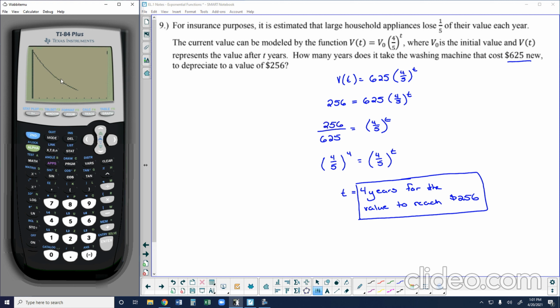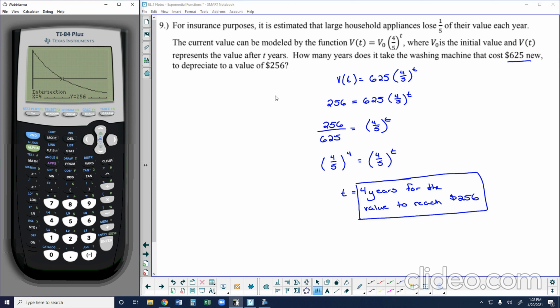So here we have the value of the washing machine with its depreciation shown. And there we have the line y equals 256. I'm going to give my y minimum down to 0 just so I can see all the way to the y-axis. So if you do this graphically, you would sketch in the curve that represents the depreciation. Then we can find the intersection of these 2 graphs using the intersection function. And it gives us the point 4, 256. So 4 represents t, which is in years. So graphically, we get 4 years for the value to reach $256.